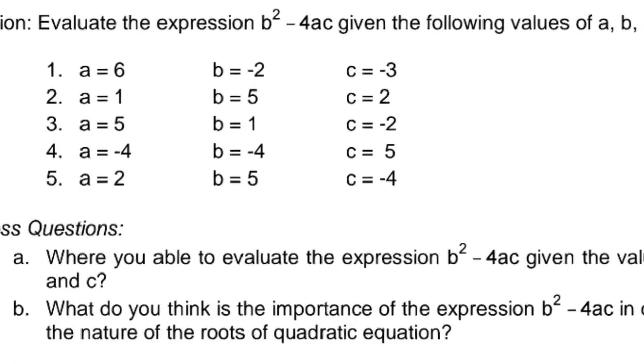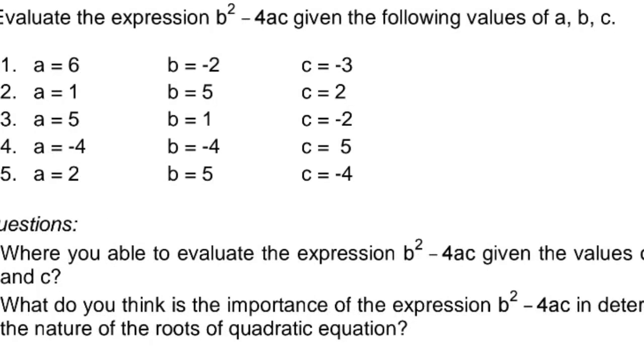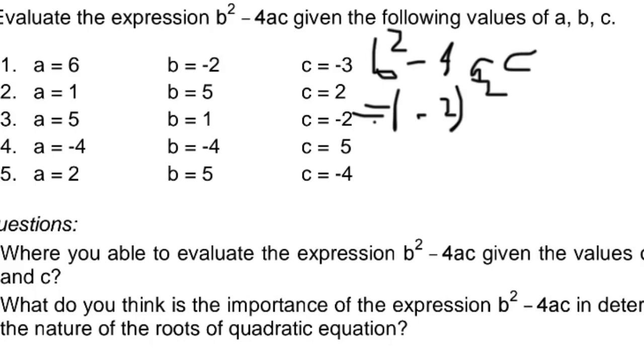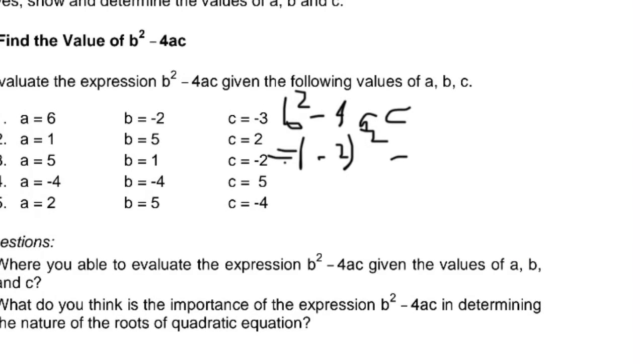So number 1 here is a equals 6, b equals negative 2, and c equals negative 3. So b squared minus 4ac will be equal to, b here is negative 2, so negative 2 squared, then minus 4 times a, which is 6, times c, which is negative 3.